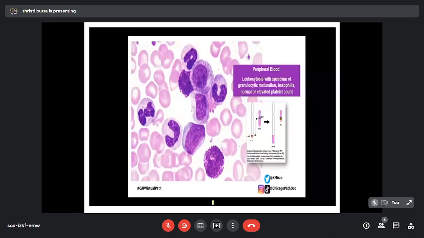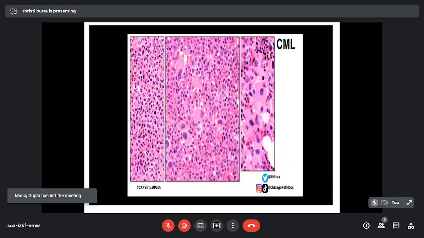Look at the peripheral blood picture here. There's leukocytosis, with a spectrum of the granulocytic series cells here. There's even a basophil here. That basophil is a very important feature of CML. Here again, we have a lot of megakaryocytic proliferation. These are small dwarf megakaryocytes here.